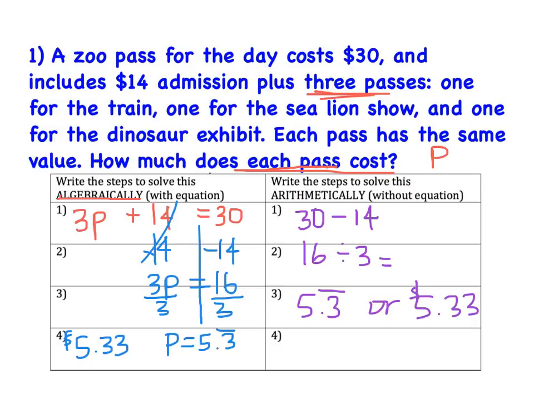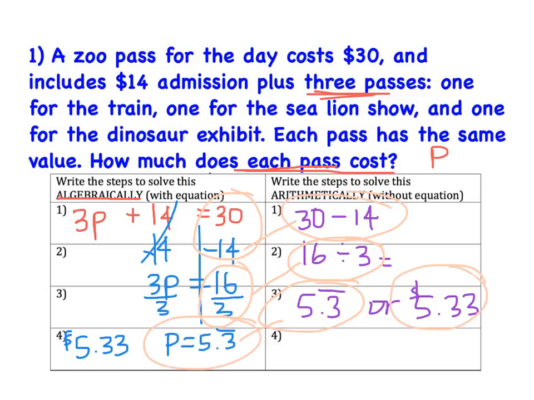So let's take a moment while we're on this screen to look at the similarities and differences. On the equation side, there's certainly a lot more writing. On the arithmetic side, it seems to be less writing, but they both have the same steps. Notice that for both, we subtracted 14 from 30, and we took 16 divided by 3. Both steps were included in both methods, and then we got the same final answers, the same unrounded and the same rounded answer. So there are actually lots of similarities between the two methods.